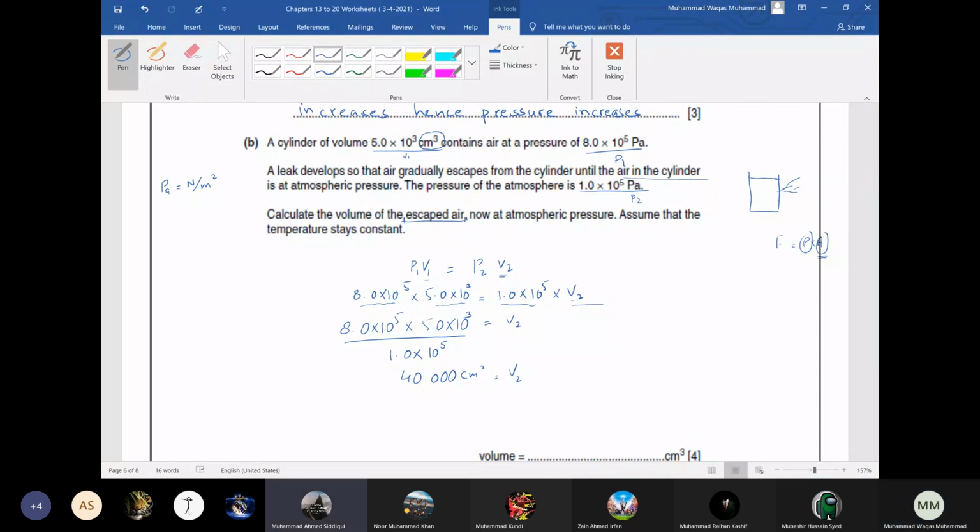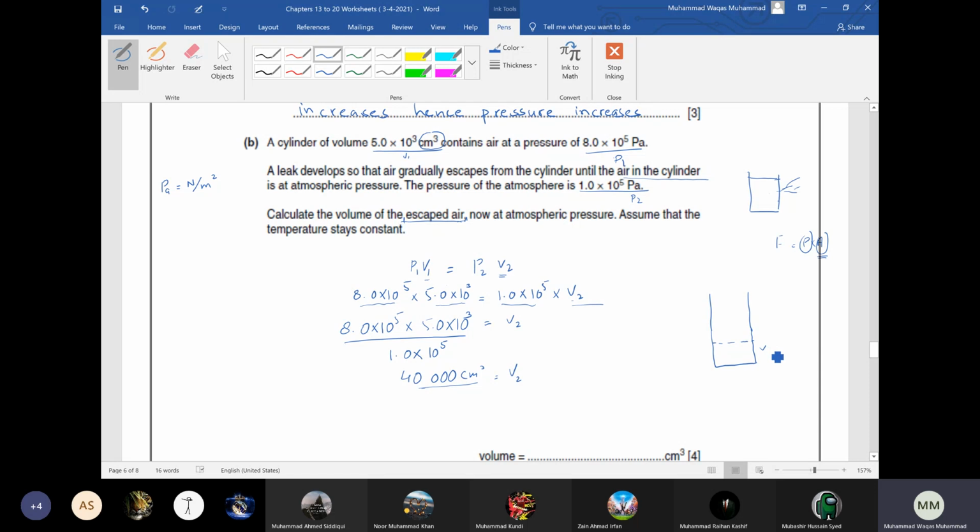Sir, 40,000. No, beta, that is not it. Now you need to understand what this 40,000 means. We have a cylinder. Please listen carefully. That cylinder contains a fixed mass of a gas, right? And beta, now let's say this is the volume of the gas. At this volume, the pressure is 8.0 times 10 to the power 5 Pascal.